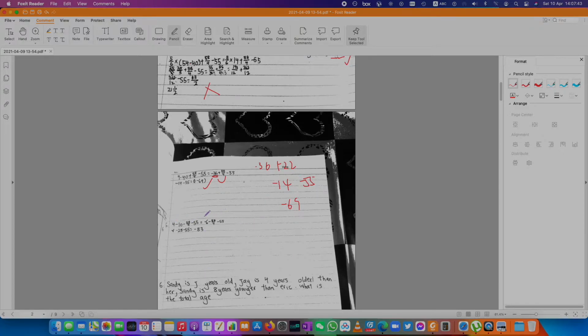4 minus 10 is minus 6. Very good. And then minus 22 minus this, so it's minus 28 first, then minus 55. So it's minus 83. Okay, good, very good. Okay, but once again, the format here is not okay. You should note, the format is not okay. You should do it vertically.